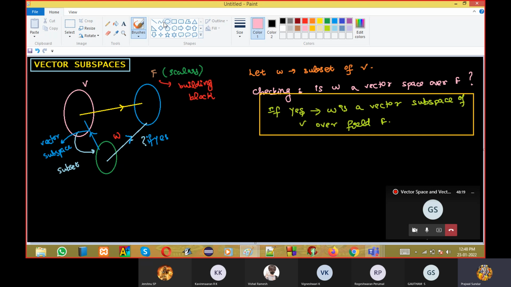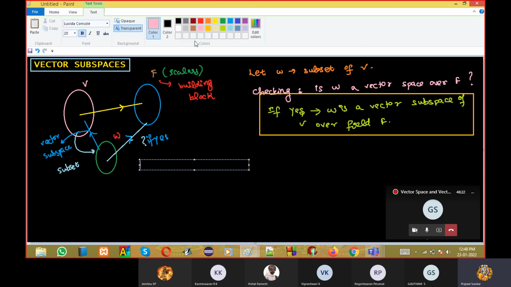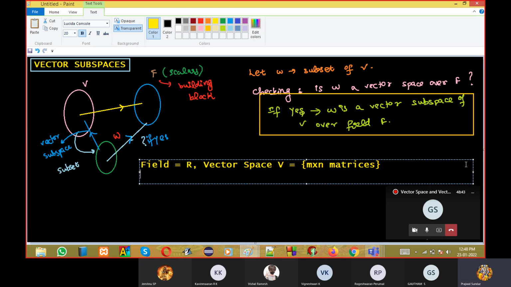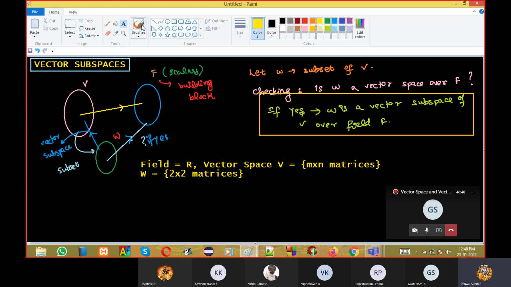So we'll do one question with this concept. Then I'll move on to what all you can do in vector subspaces. So I'm giving the field as R. Vector space V is all m into n matrices. I'm giving W as 2 into 2 matrices. Look at this. I'm giving the field as real numbers, the vector space as V, that is all m into n matrices, and W is 2 into 2 matrices.